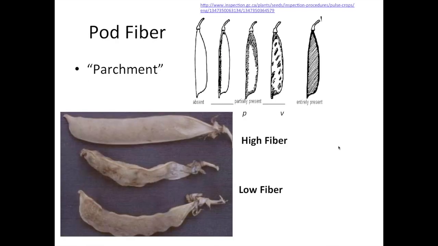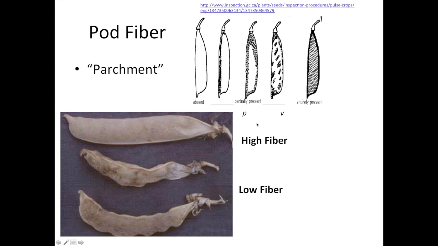Okay, some of the traits that are specific to snap pea. Here is pod fiber, or what's called parchment. You can see in the picture here the high fiber pods tend to be very smooth, and as they dry down, they maintain their shape, whereas low fiber pods tend to become wrinkled and distorted. This middle pod is a snow pea, and this bottom pod is a snap pea, and you can see that there are differences in the shape that are specific to snap pea here.